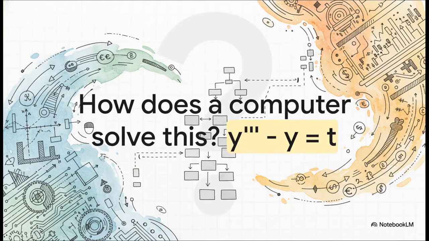All right, so check this out. Take a look at this differential equation. We've got a third derivative, and it's equal to t. Now, this is the kind of thing that pops up everywhere. Physics, engineering, you name it. But how does a machine even start to tackle this? It looks pretty intimidating, right? Well, that's where this clever trick comes in.